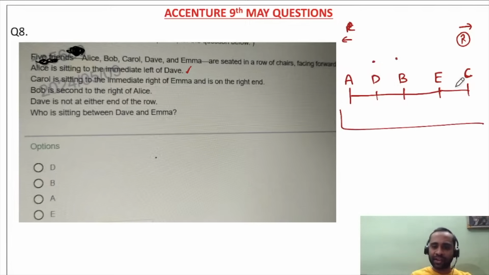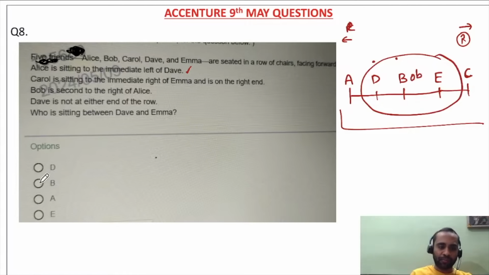Now they're asking who is sitting between Dave and Emma. So between Dave and Emma, that means Bob. So Bob is sitting there. So option 2 will be the correct answer for this particular problem.